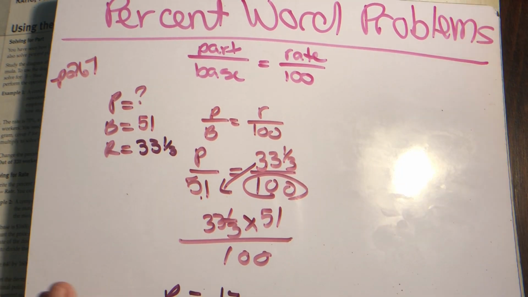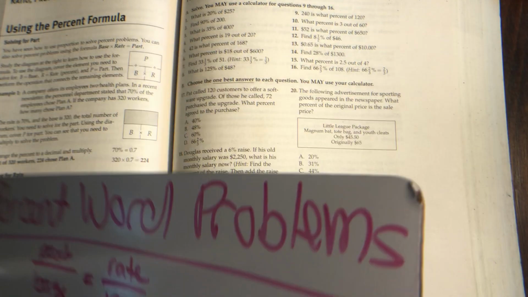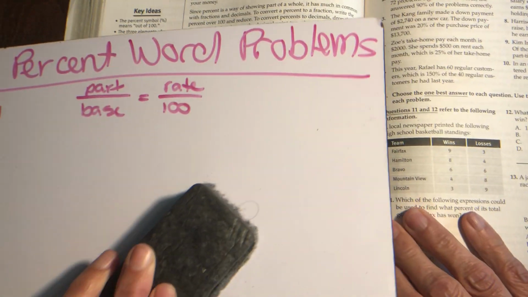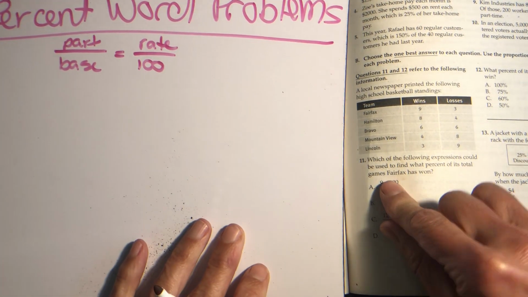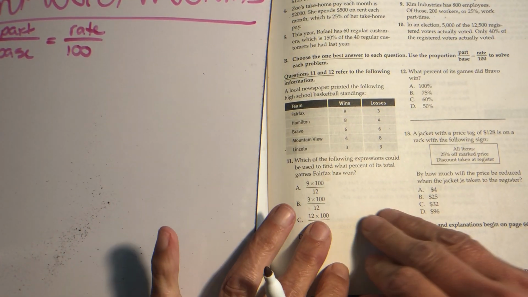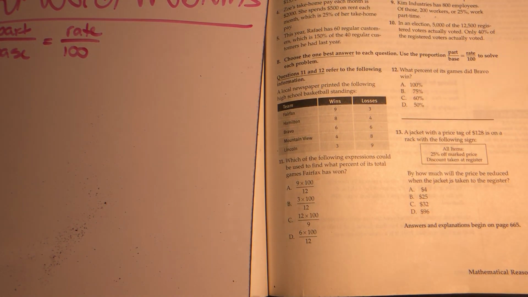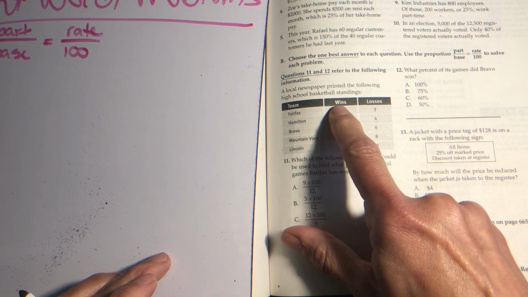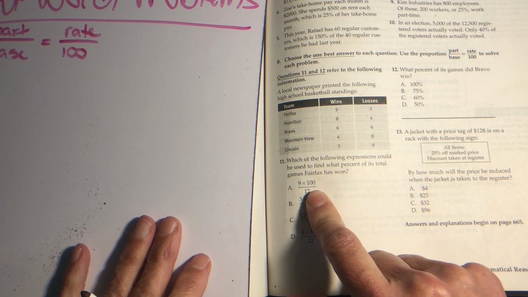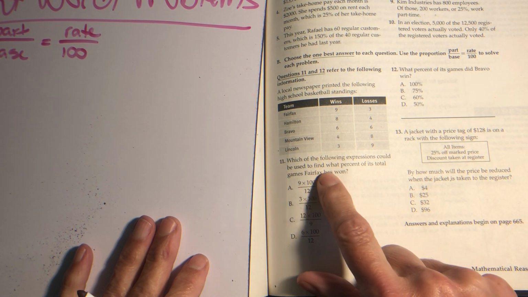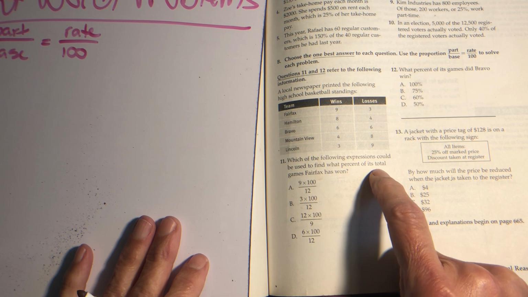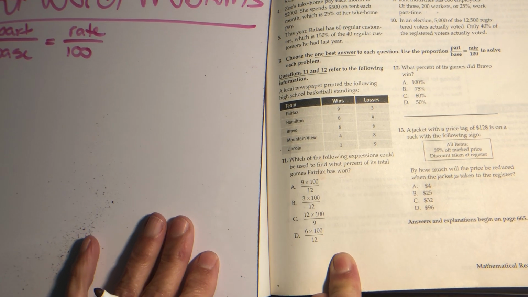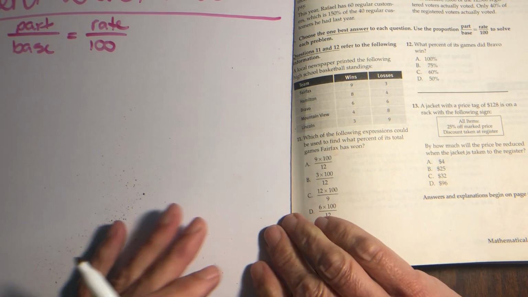Now let's just do a few word problems. And we're going to kind of skip around. So we're going to work from page 265 and then do a couple on the other page too. So looking at this chart right here on page 265, a local newspaper printed the following high school basketball standings. So here's wins and losses, your teams, and so on. Which of the following expressions could be used to find what percent of its total games Fairfax has won? And notice they don't want an answer. They just want you to set up the problem. So that is a PBR.